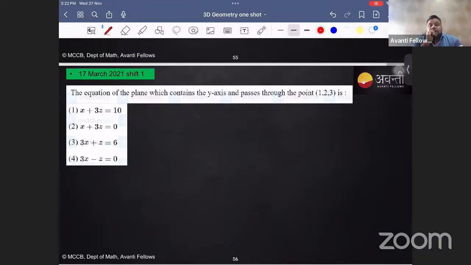See, equation of the plane which contains the y-axis. That means there is a vector in the plane whose direction ratios are 0 i cap plus j cap plus 0 k cap. And that line is passing through the origin. So there is also a point known to you in the plane, that is 0, 0, 0.